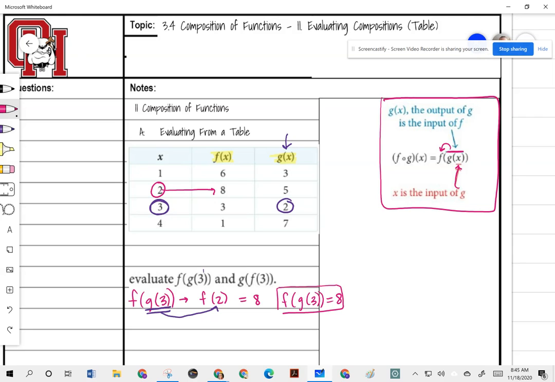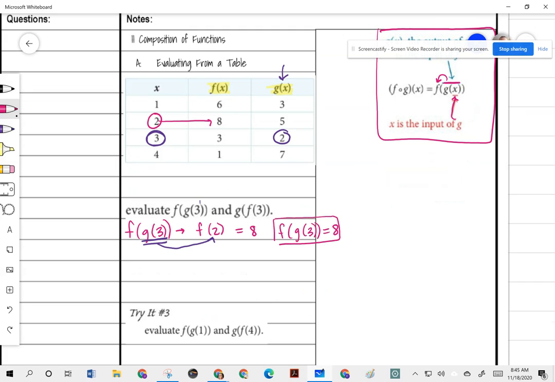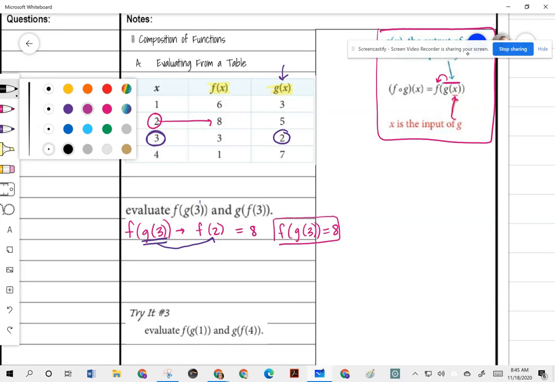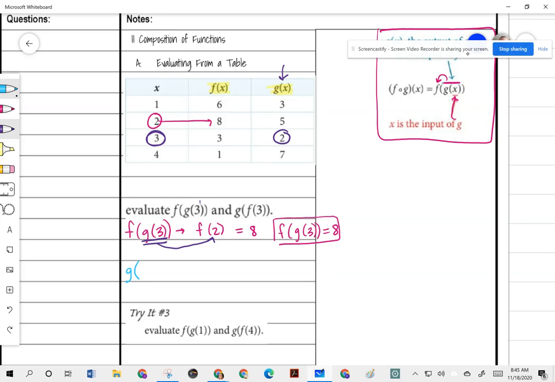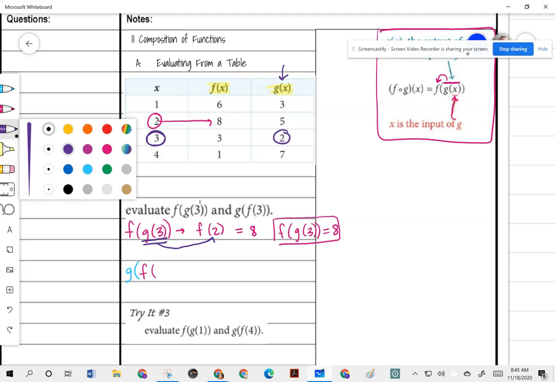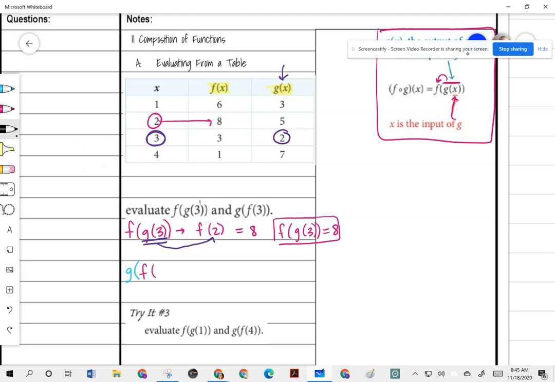Now let's take a look at the second one. So let's do a different color here. Let's do a blue. So I'm going to have g of f of 3. And so let's see what that's going to give us here. All right, so we need to evaluate f of 3.